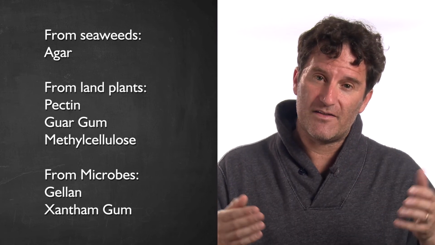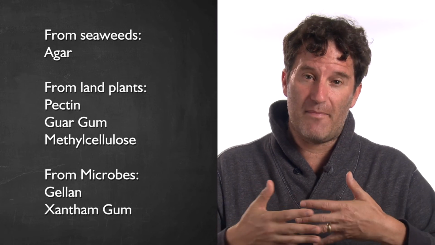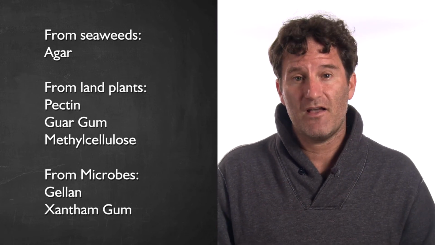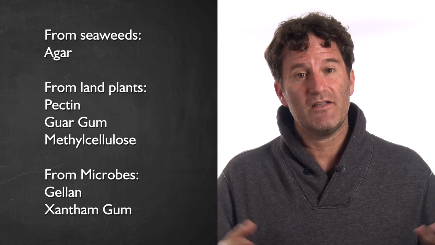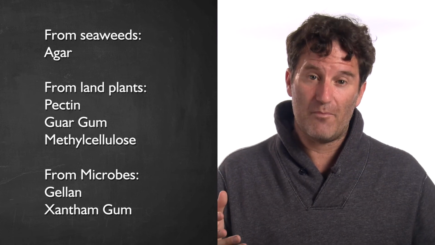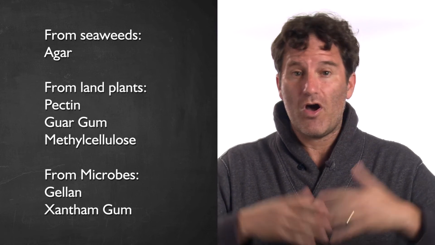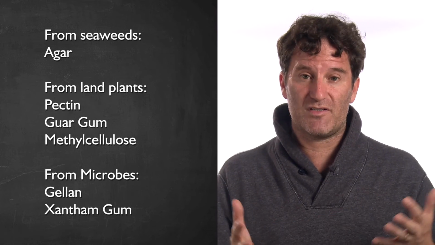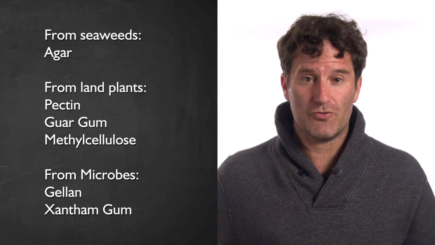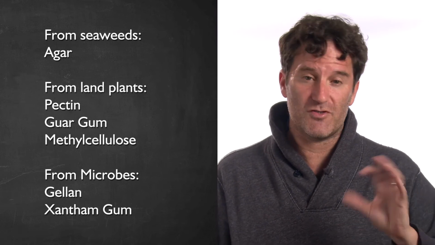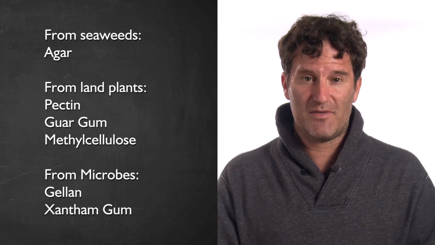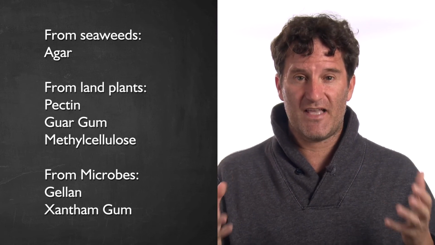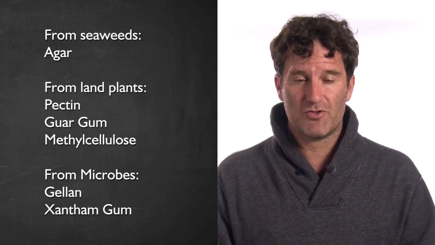Methylcellulose, which at some point in this class we will talk about as a way to make hot ice cream, also comes from plants. Agar comes from seaweeds. Gellan and xanthan gum come from microbes. And there's a whole host of different molecules that are made by organisms on our planet that we can use, and do use, as part of our foods. We will see in the course of this class that remarkable things can be made when you enlarge the set of molecules at your disposal.